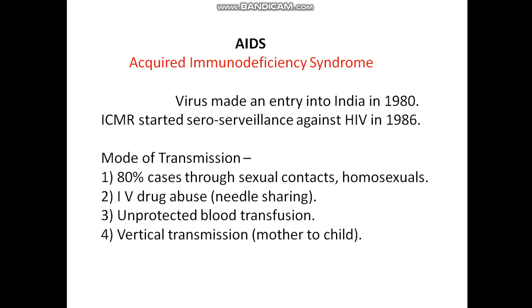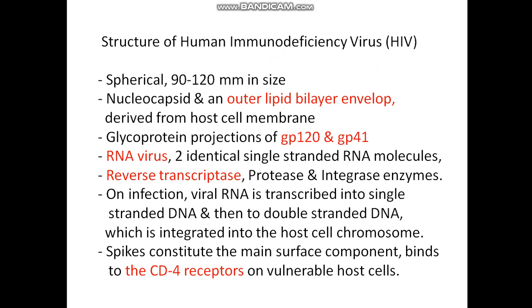Second example is the acquired type, that is acquired immunodeficiency syndrome, and this is due to HIV, human immunodeficiency virus. This virus made an entry into India in 1980 and surveillance against this virus started in 1986. Mode of transmission, as you know: 80% of cases through sexual contact, and homosexuals are more prone. Also IV drug abuse, untested blood transfusion, and vertical transmission, that is from mother to child.